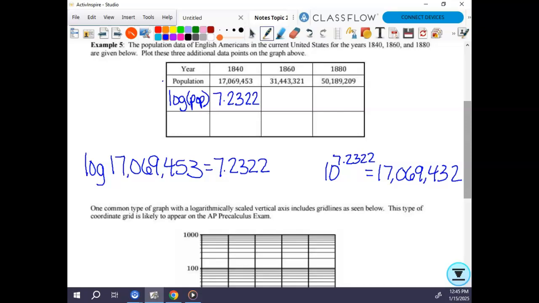So this is the population. This is the log of the population. Then we're going to put the population in here again, but in a different form. 10 to the 7.2322 power. If I was to do that on my calculator, I should get 17 million back. So it's just a different form of the number. It's like I can put 100 or I can put 10 squared. I can put 17 million, or I can put 10 to the 7th power, 7.2, whatever. You with me on that? So it's just a different way to represent the number.